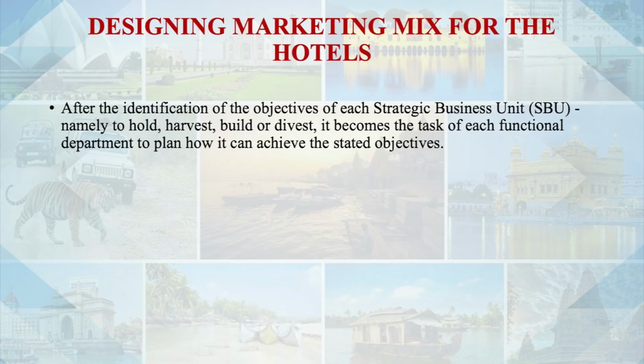Now we will be applying the marketing mix strategy that we have studied to the hospitality organization. So after the identification of the objective of each strategic business unit, namely hold, harvest, build or divest, it becomes the task of each functional department to plan how it can achieve the stated objectives. So basically, different departments of a particular organization contribute to the achievement of the overall objective and the objectives of their particular department.